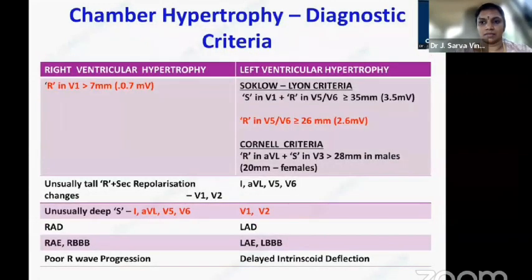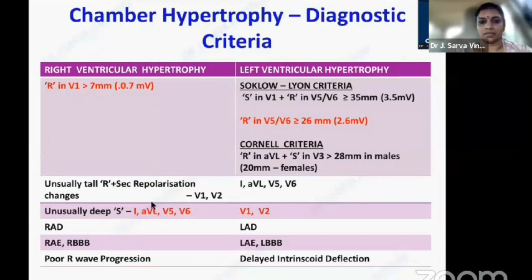How do we determine the chamber hypertrophy? There are numerous criteria. It might be difficult for us to remember all the numbers when you're going for exam. So it can easily be remembered as: if it's right ventricular hypertrophy, the R in V1 should be more than 7. And if it's left ventricular hypertrophy, the R in V6 should be at least 4 times of this. So it should be at least 26 or 28 if you want to remember it easily. So if the R in V1 is more than 7 millimeter, it's right ventricular hypertrophy. If the R in V5 or V6 is more than 26 millimeter, it's left ventricular hypertrophy.